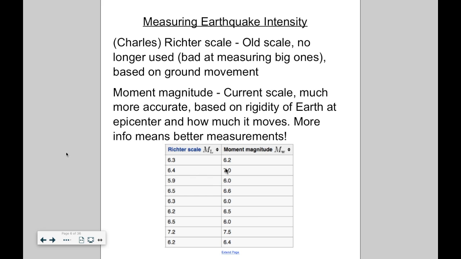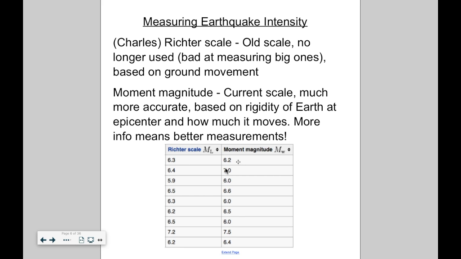The moment magnitude scale is the current scale that geologists use. It's a lot more accurate because it's based upon a lot more variables. It's not only based upon ground movement and how much the earth moves, but it's also related to a measurement of how earthquake waves move differently through different types of rocks based upon their rigidity. In other words, the more info that you can include as part of a measurement, the more accurate and precise your measurements will be. The Richter scale is not very precise for very major earthquakes.